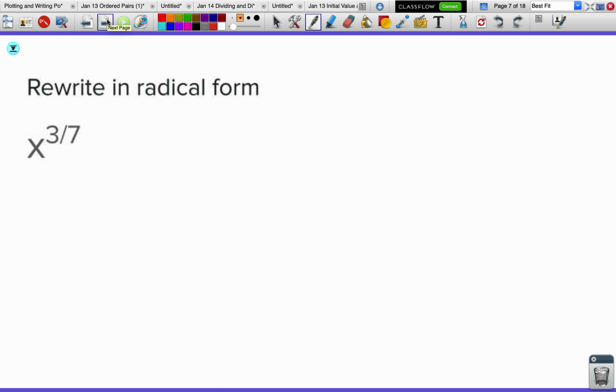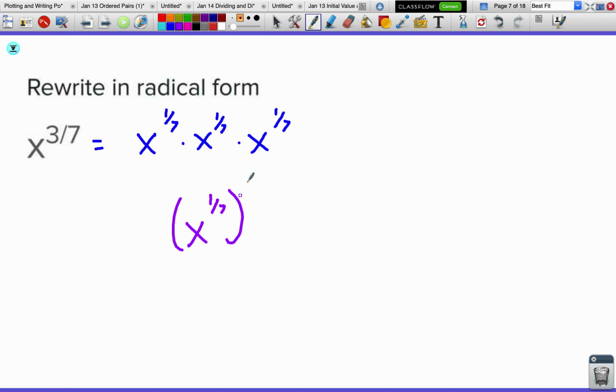All right, now what if we have a fractional exponent, but the number on top isn't a 1? Well, an idea for this is break this apart and make it x to the 1/7 times x to the 1/7 times x to the 1/7. We know we can break this apart because of that very first rule of exponents, saying that when we multiply exponents with the same base, you add the exponents. Well, 1/7 plus 1/7 plus 1/7 is 3/7. All right, this would be the same as x to the 1/7 to the 3rd.